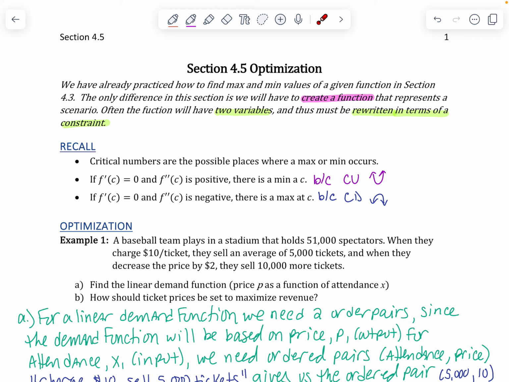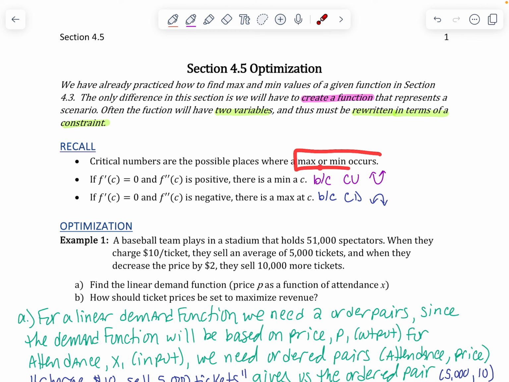So we've talked about finding max and min values in previous sections, but now we're going to have word problems. So we'll have to create our function, and what generally happens is we'll have more than one variable, but we only know how to solve problems with a single variable. So what we can do is rewrite in terms of some constraint and solve for a variable, as you'll see below. So important things to remember.